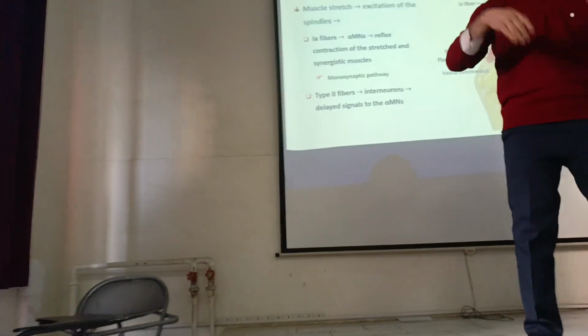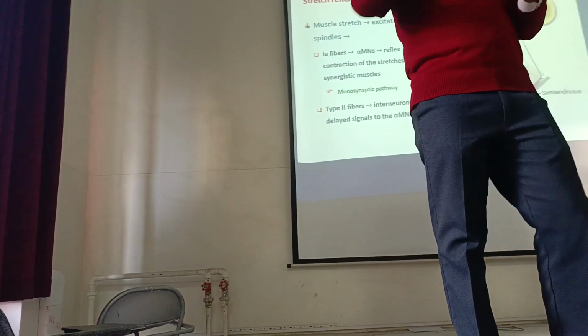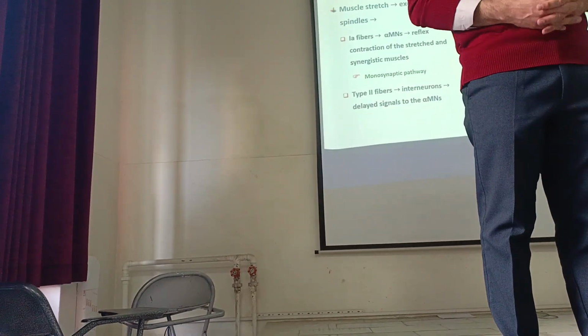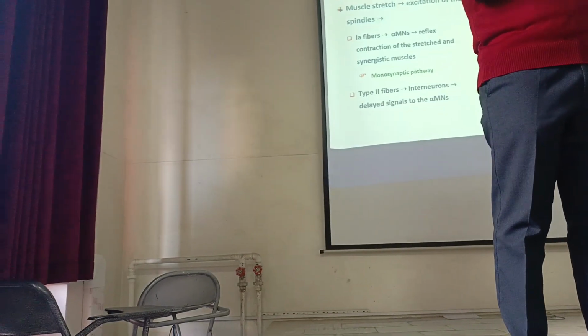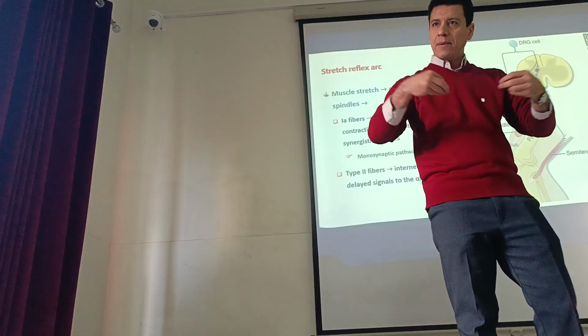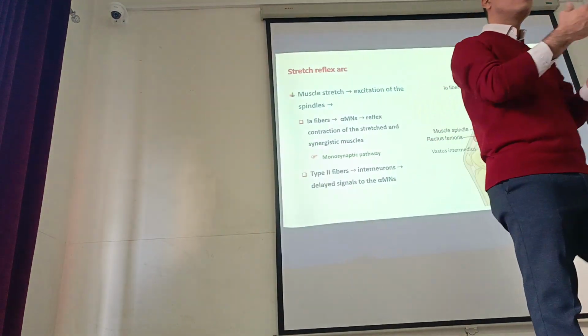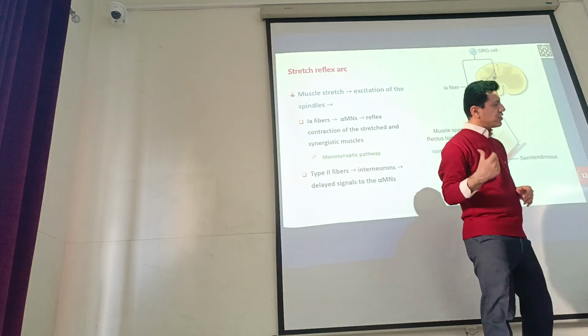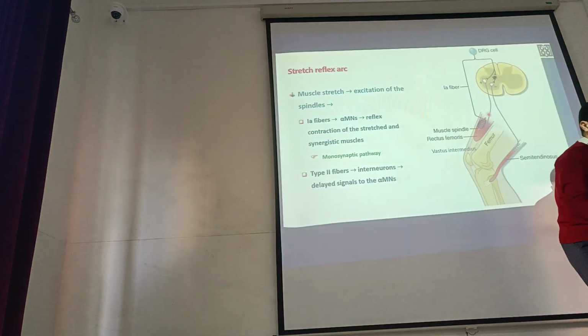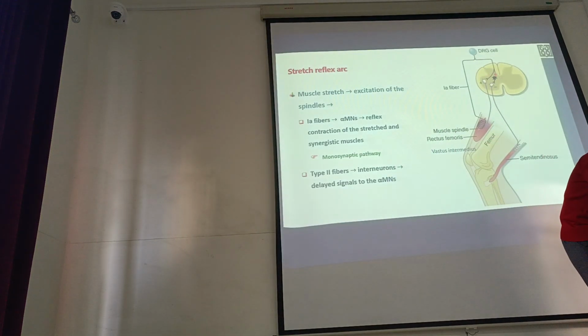And you know that when the muscle is stretched, the spindle is also stretched and it's activated, so an action potential is made in the sensory fibers and goes to the spinal cord. And we have seen in the last session that in the spinal cord it has two branches, right?